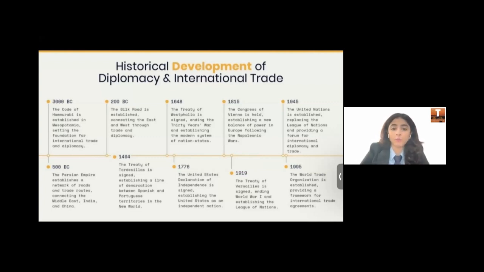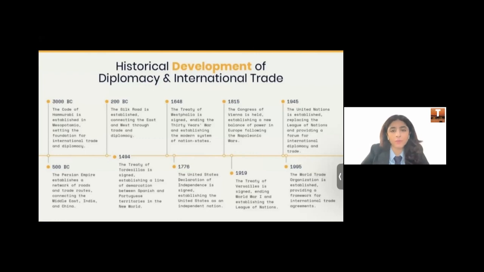The Code of Hammurabi, dating back to the ancient Babylon period, 1754 BCE. This included provisions that regulated trade and commercial transactions. So it highlighted the importance of fair trade practices and the role of government in overseeing trade activities.